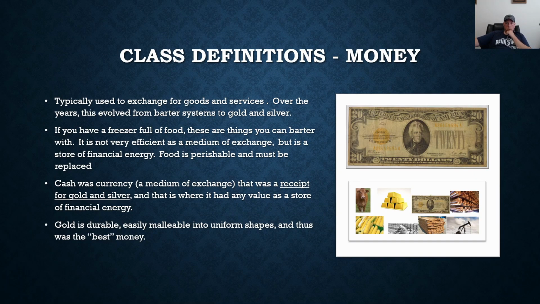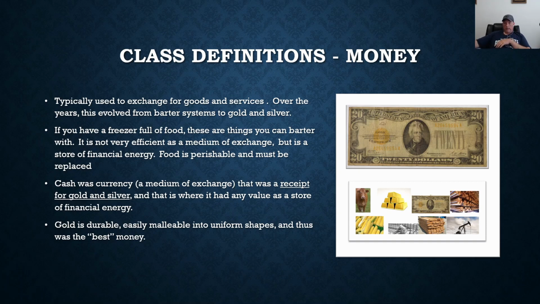Let's go on further with some money here. So typically used to exchange for daily goods and services. Over the years, this evolved from the barter systems to gold and silver. If you have a freezer full of food, these are things that you can barter with. It's not very efficient as a medium of exchange, but it's a store of financial energy. Food is perishable and must be replaced. Cash was currency as a medium of exchange that was a receipt for gold and silver, and that is where it had any value as a store of financial energy. Gold is durable, easily malleable into uniform shapes, and thus was the best money.